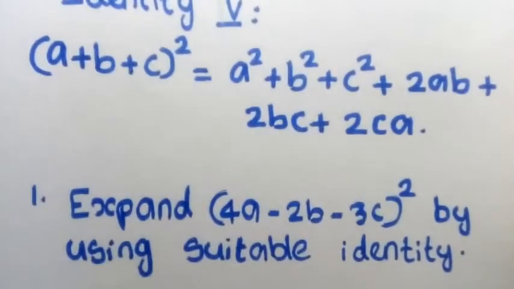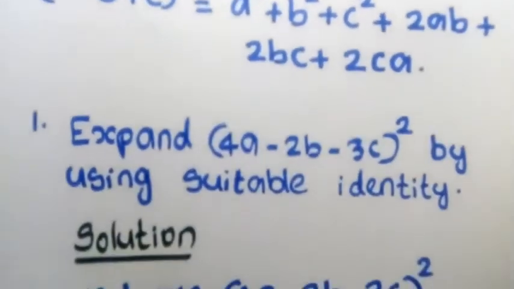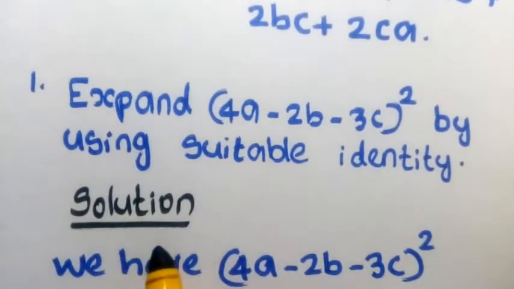Example 1. Expand 4a minus 2b minus 3c whole square by using suitable identity. Solution. We have 4a minus 2b minus 3c the whole square. Here we can use the identity 5.